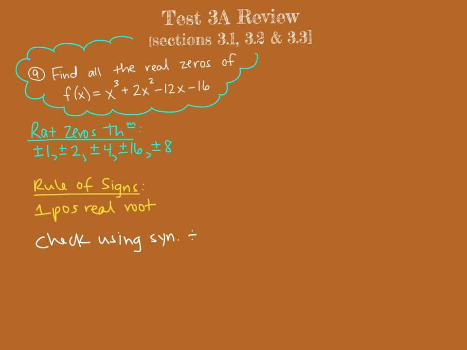First number I'm going to check is 1. 1 is always the easiest number to check. So we have a 1, a 2, a negative 12, and a negative 16. We'll go through this pretty quickly here. I'm not going to explain the synthetic division process at this point.